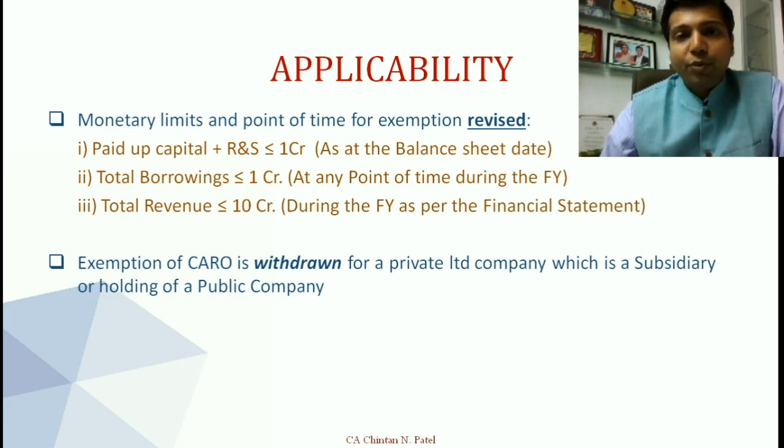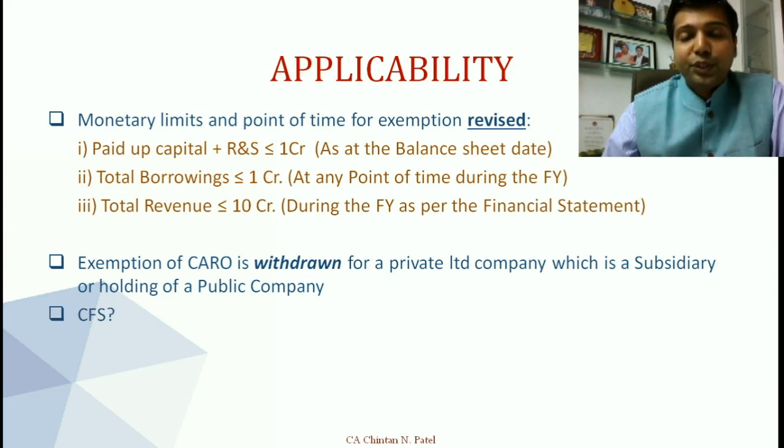One important point to be noted here is that earlier there was an exemption even for private limited companies which were a subsidiary or holding of a public company, if they fulfilled the criteria of exemption. But now in CARO 2016, it says that private limited companies, excluding the holding or subsidiary of a public company, which satisfy this threshold criteria are exempted from CARO requirements.